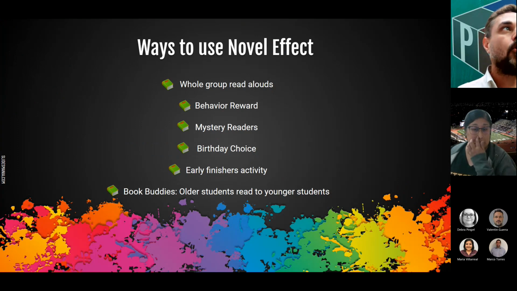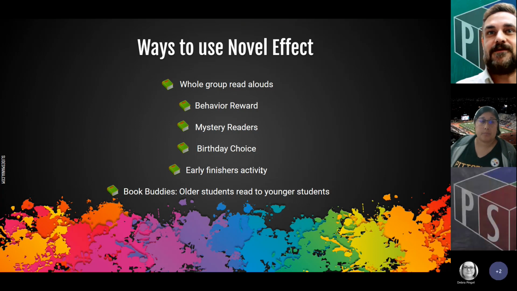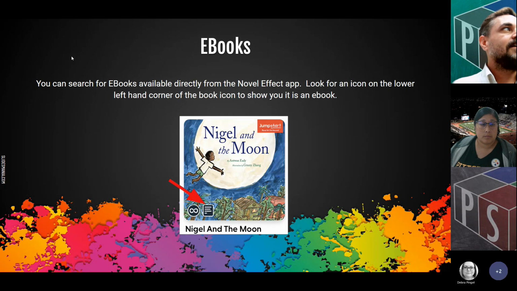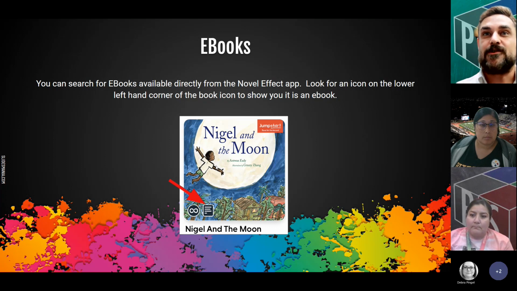So ways to use Novel Effect. You can do it as a whole group read aloud, a behavior reward, mystery readers, birthday choice, early finishers activities, book buddies, etc. So older students can read to younger students, if you want to do that from upper grades to lower grades. You look for the books. There's some ebooks already built in within the app, but if not, you can get the actual physical book, and while you're reading, it will hear your voice and start with those special effects.